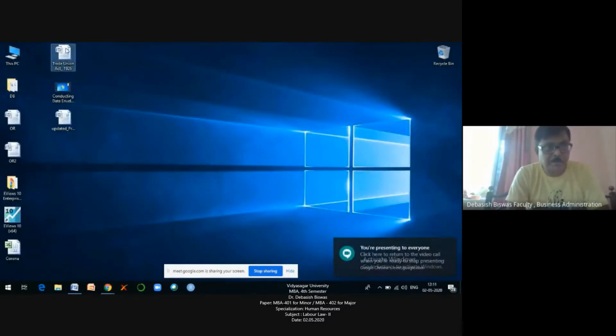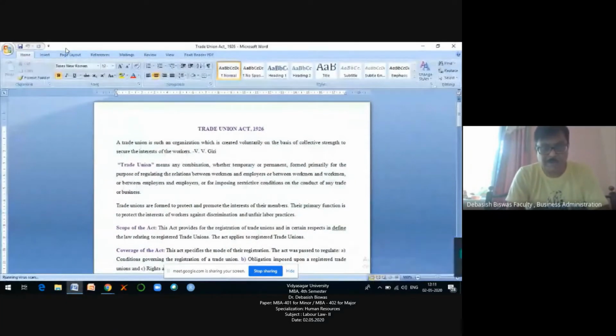As per the definition given by V.V. Giri, a trade union is such an organization which is created voluntarily on the basis of collective strength to secure the interest of the workers. This is not the legal definition, but the definition prescribed by V.V. Giri in very simple language. So trade union is one kind of organization, right?